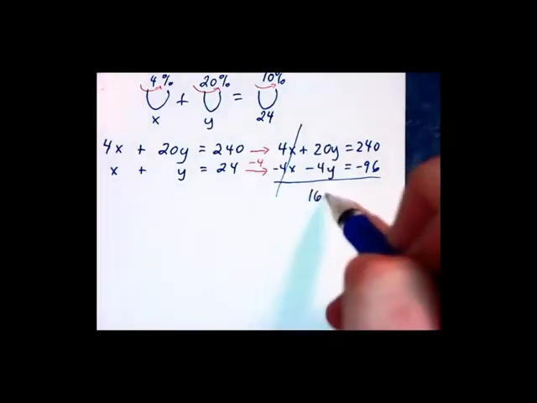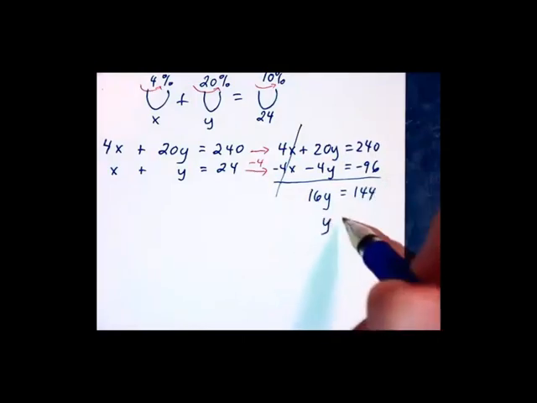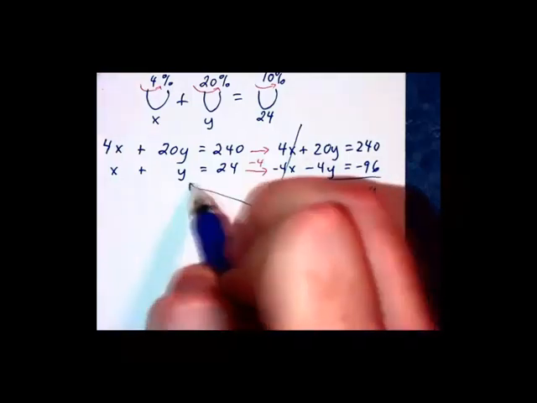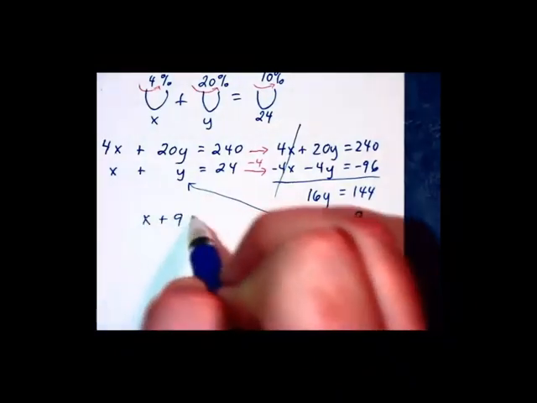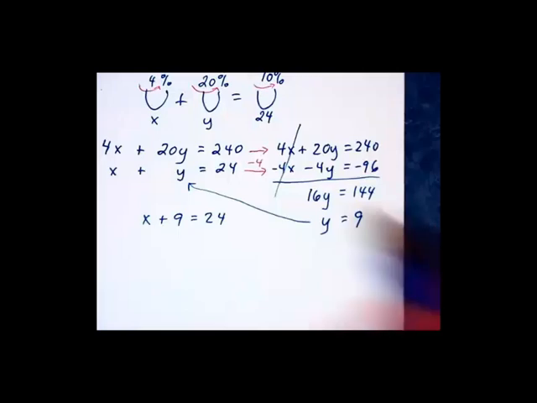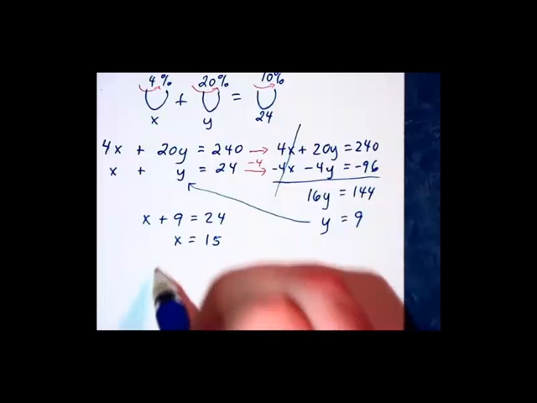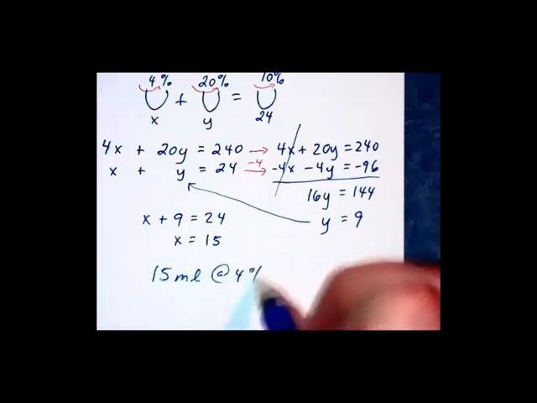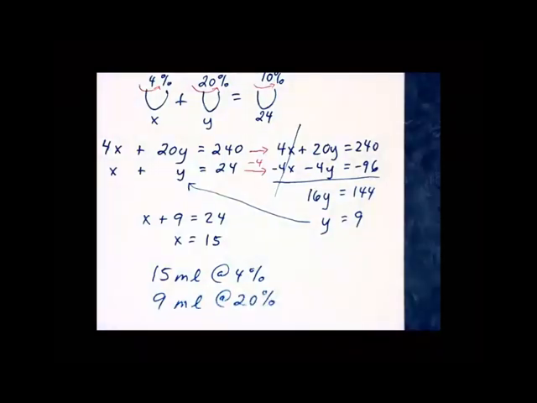We're going to get 16y is equal to 144. And dividing by 16, we're going to get y equals 9. I'm going to substitute that 9 right into the second equation because that's cleanest. x plus 9 equals 24. That means subtracting 9 on both sides, we're going to get 15. So we're going to have 15 milliliters, that's my x, at 4%. And I'm going to have the 9 milliliters, that's my y, at 20%. And there's my solution to that problem.